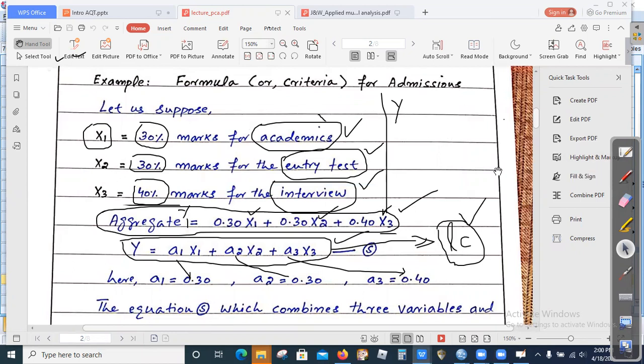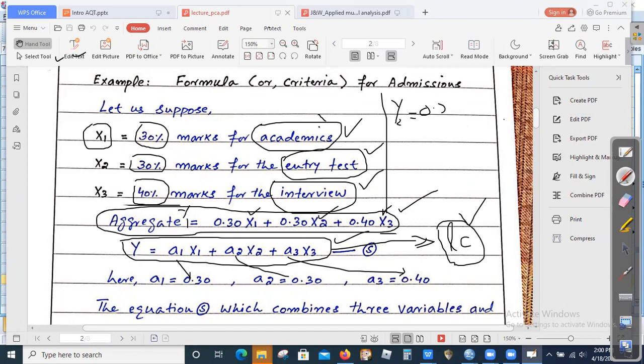Yes. Okay. Suppose another university is also offering admission into their PhD program. Just for the sake of argument, say they also want to consider the same three aspects: academics, entry test, and interview. But they decide that they are not going to give admission like this. They say that they will do it like this.